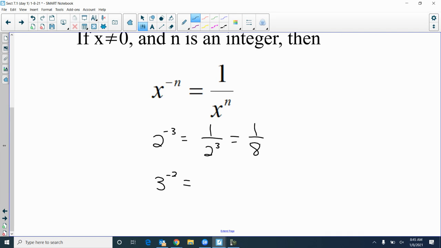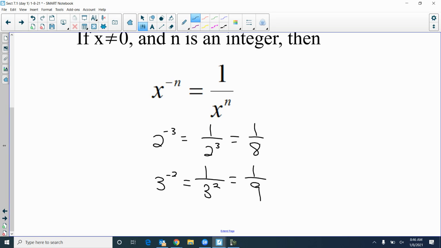1/4? Wait, no, 3. Sorry, go step by step. How would I rewrite it first? 1 over 3 to the second power. Okay, and what's 3 to the second power? 1/6. No, you just did what he told you not to. 1/9. Yep, 3 times 3 is 1/9.